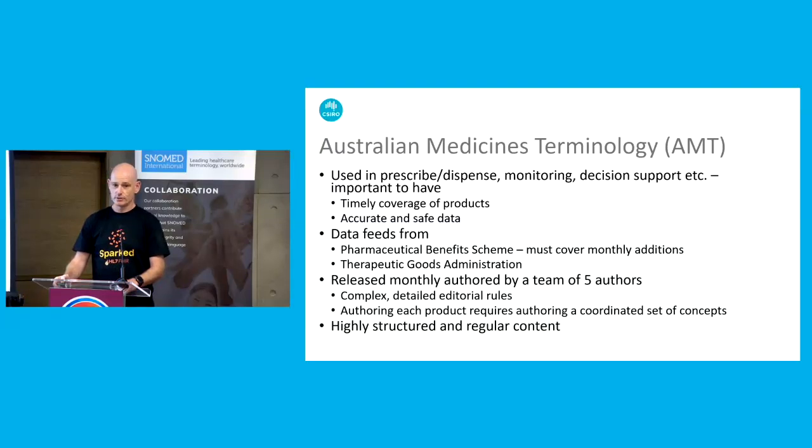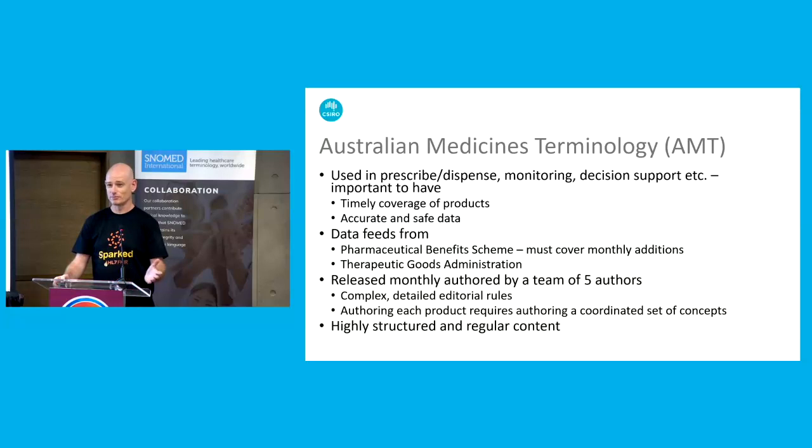We do get data feeds from our Pharmaceutical Benefits Scheme, which really just prioritizes the content that we need to get in each month, because as you can imagine, the Pharmaceutical Benefits Scheme is our national medication subsidy, and they're by far and away the most prescribed medications, and anything that's on that subsidy usually gets prescribed. So we really need to cover that each month. We also have a feed from our regulator, the Therapeutic Goods Administration, and we really need to try and cover as much of that content as we can.